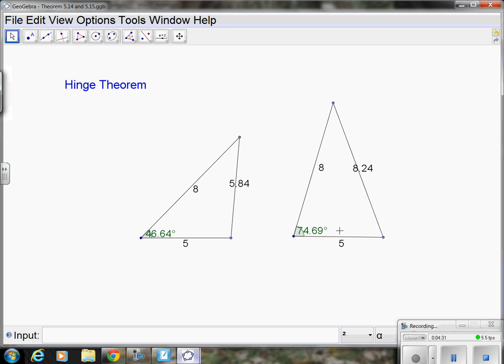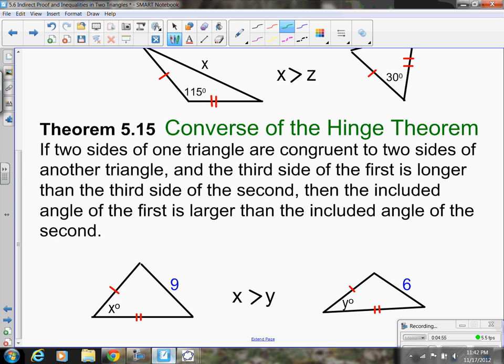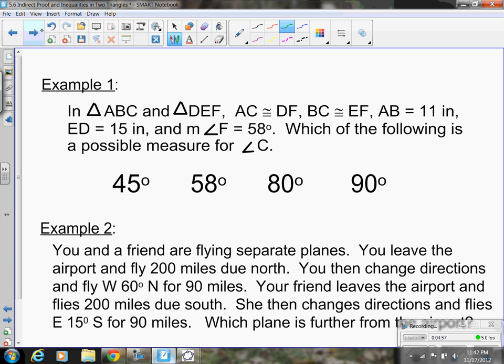And as long as these two sides are congruent to each other, then whatever angle's between them, that side's going to be bigger. And then the converse is also true. I could show you 4.7, 5.8, which angle is going to be bigger? The 5.8. So those are the hinge theorems.